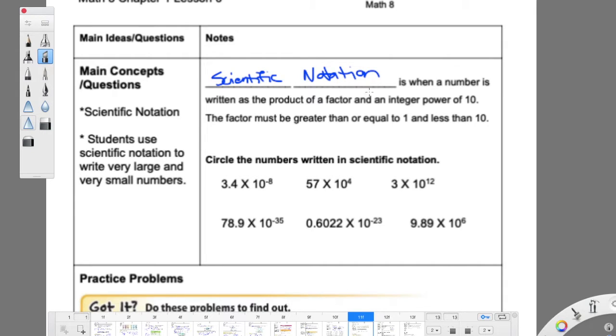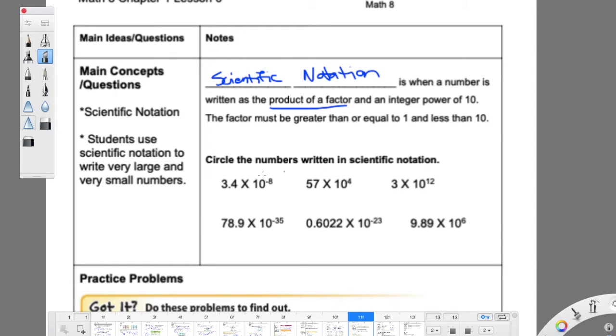So it's a number is written as the product of a factor. So that means a number. And an integer power of 10, meaning that we have a power of 10 with an exponent on it. The factor must be greater than or equal to 1 and less than 10. So we've already kind of covered that. All right, down here we're just going to circle the numbers that are written in correct scientific notation.